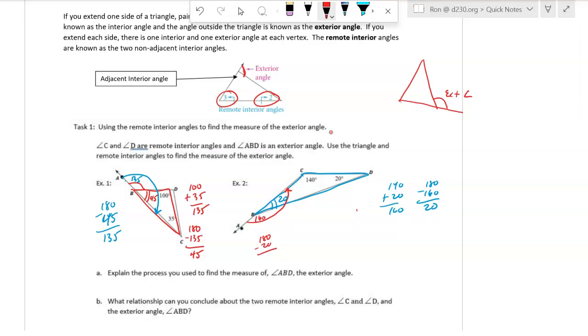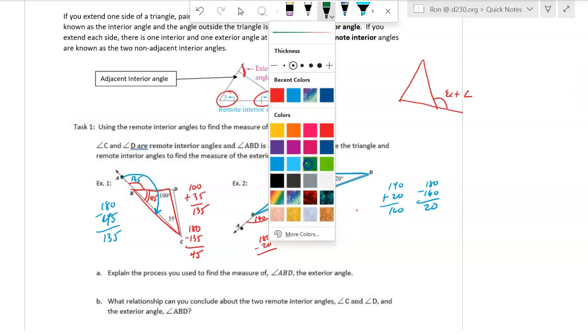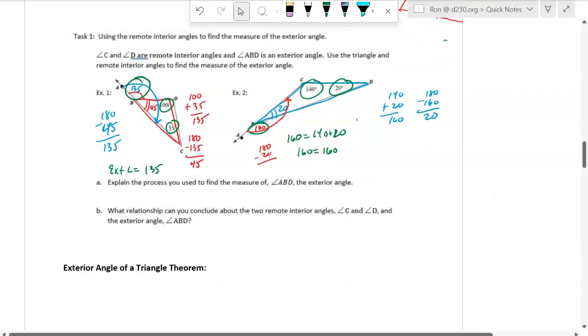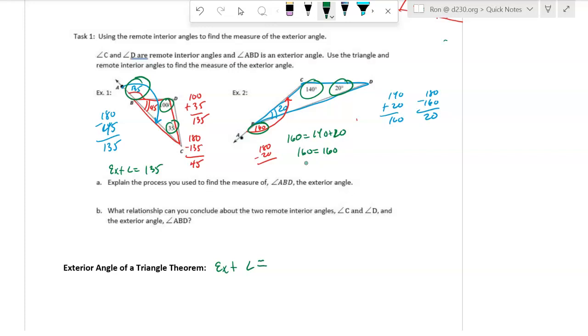would give me 160. Now what they want you to notice right away is if I look at this angle here, that's 135. If I add those two angles up, what do I get? 135. So here, the exterior angle was equal to 135, the sum of those two angles. If I look here, my exterior angle is 160. Does that equal 140 plus 20? It sure does. So what we see is that the exterior angle of a triangle theorem says the exterior angle equals the remote interior plus the remote interior.